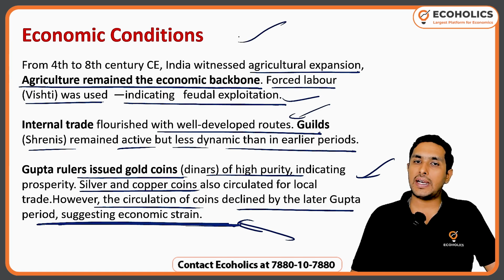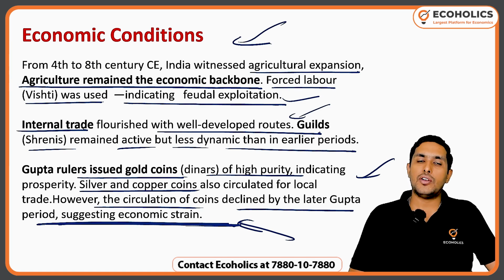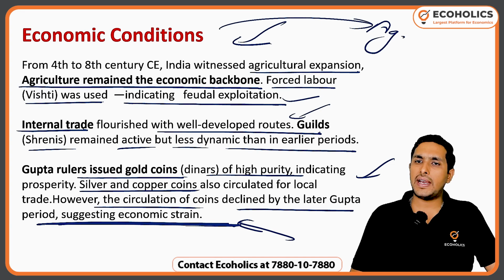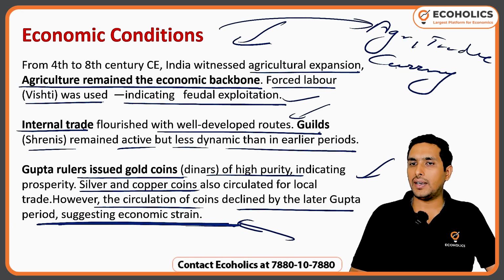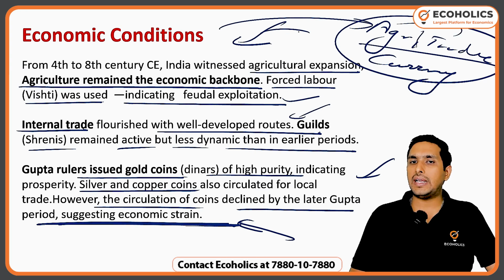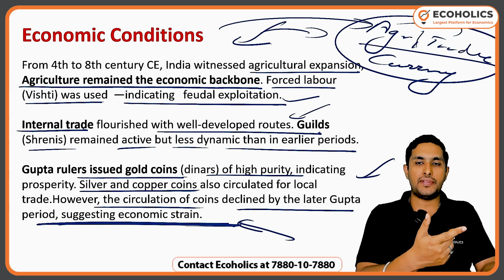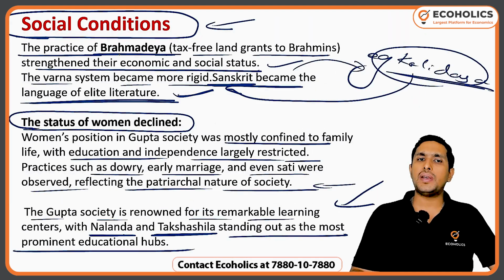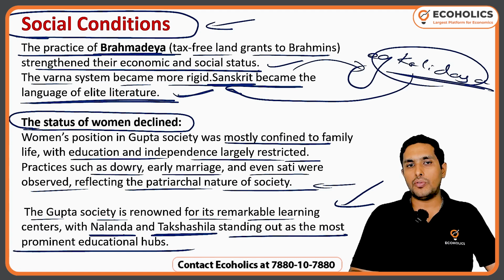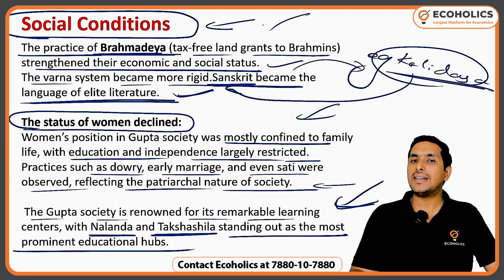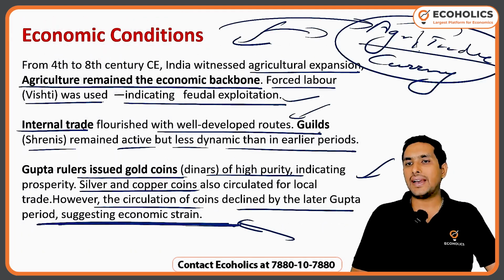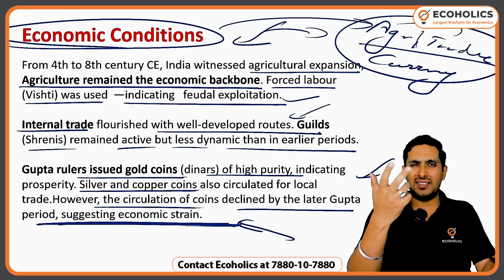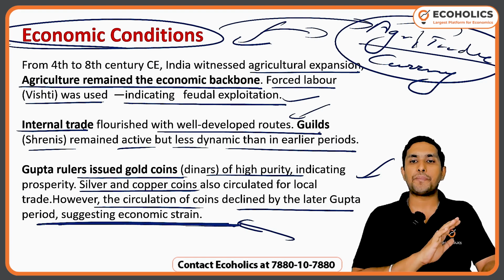So you focus on agriculture, you focus on currency, you focus on trade. So in economic condition, mainly these things are there: agriculture, trade, and currency. Getting it? Even that land grant point in the previous part, as I discussed about the Brahmadaya, you can put it under the economy as well. That is absolutely fine. So here we focused on the learning aspect, position of women, and caste system. Here we focused on agriculture, trade, and currency. So technically 3 dimensions in each we have addressed. That is good to go.